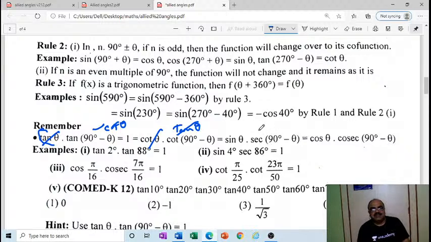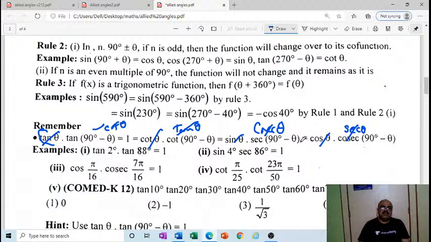Sin theta into sec of 90 minus theta is cosec theta, and cosec theta is 1 by sin theta, so it cancels, giving 1. Cos theta into cosec of 90 minus theta is sec theta. Cos theta and sec theta cancel, it is 1. So we need to know these relations. Based on this, we have sums connected with it.